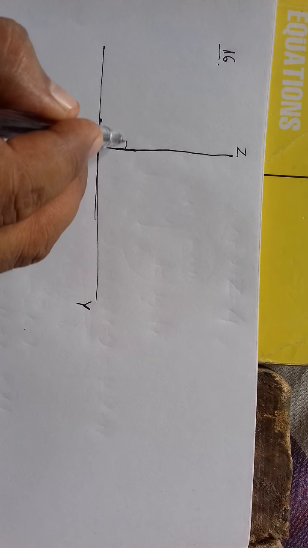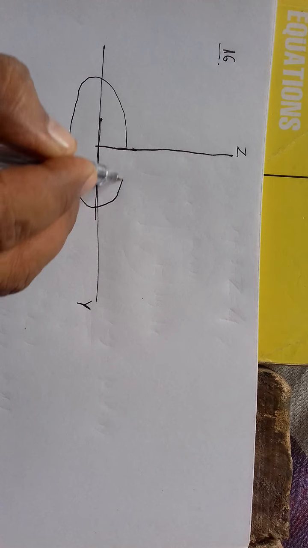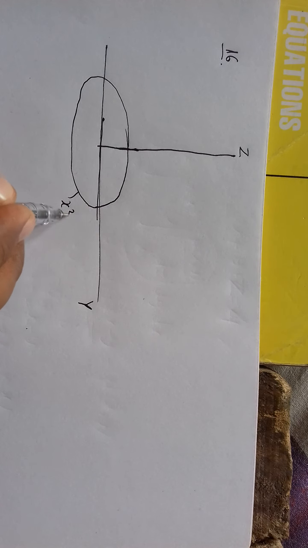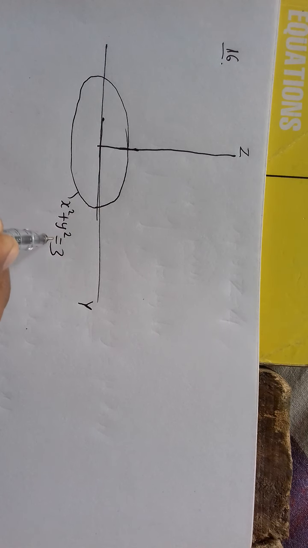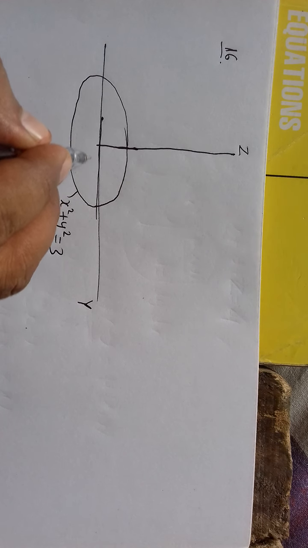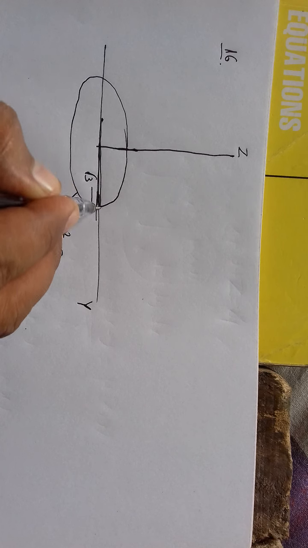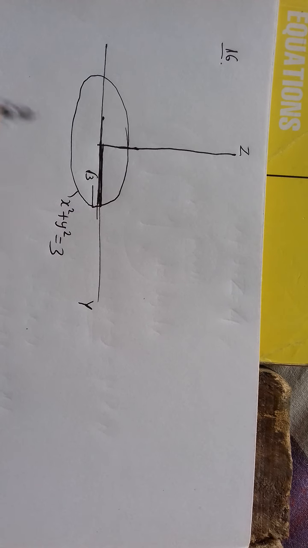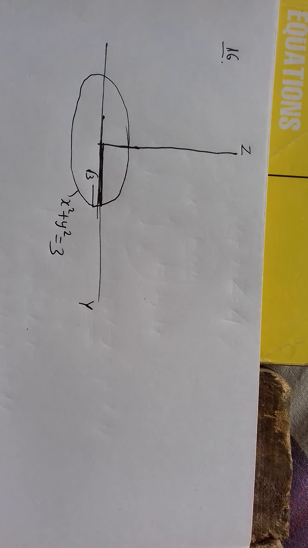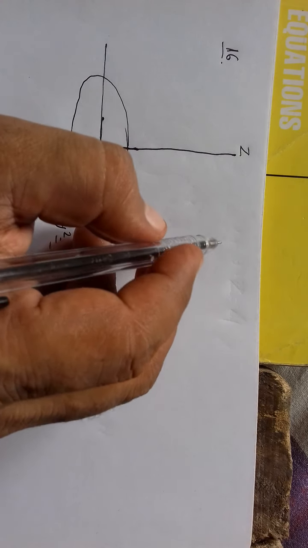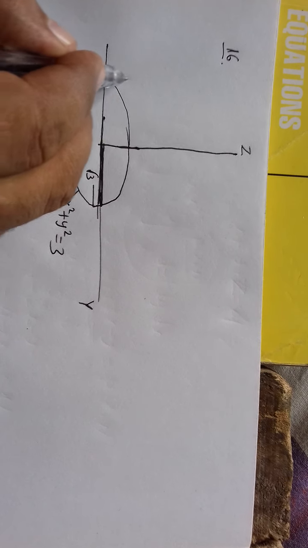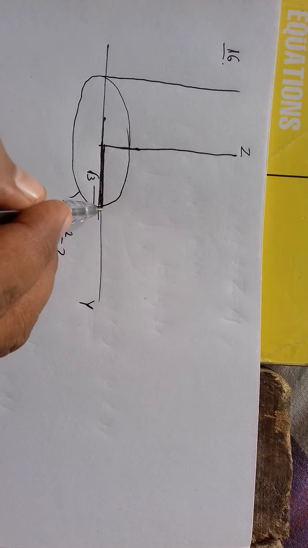The cylinder is x square plus y square equals 3. So this length will be root 3, and this length will be root 3. Now the cylinder will be like this. This will go up.